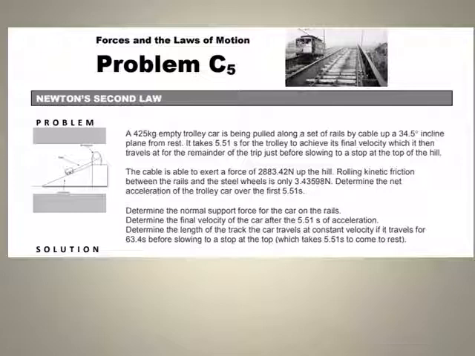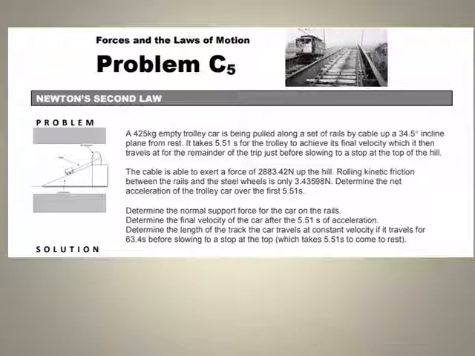We're looking at an empty trolley car that has a mass. It's going to take a little under 6 seconds for it to go from 0 to achieve its final velocity, its fastest velocity, if you will. And it's moving up a hill being pulled by a cable at 34.5 degrees. Okay, so we have information. The cable is able to exert a force of 2883.42 newtons up the hill.